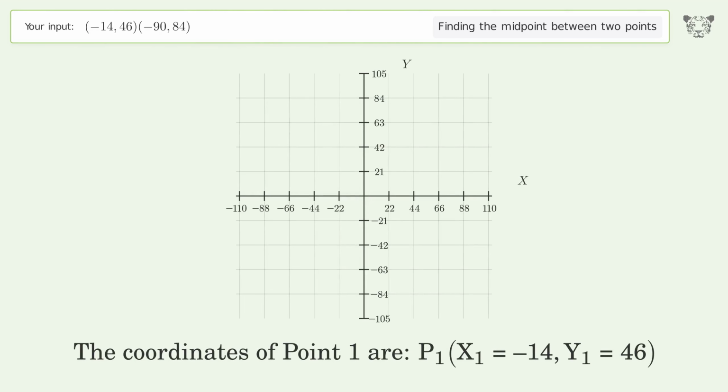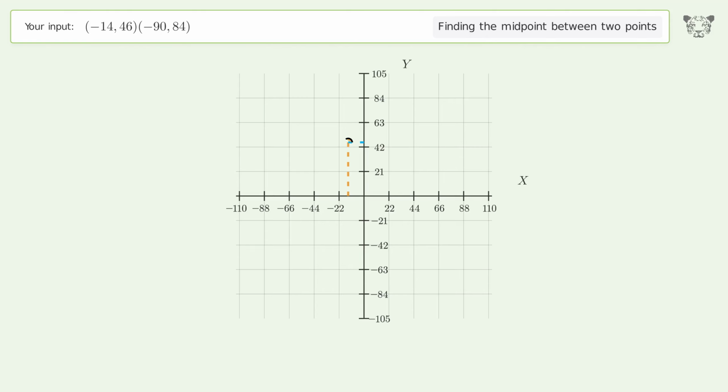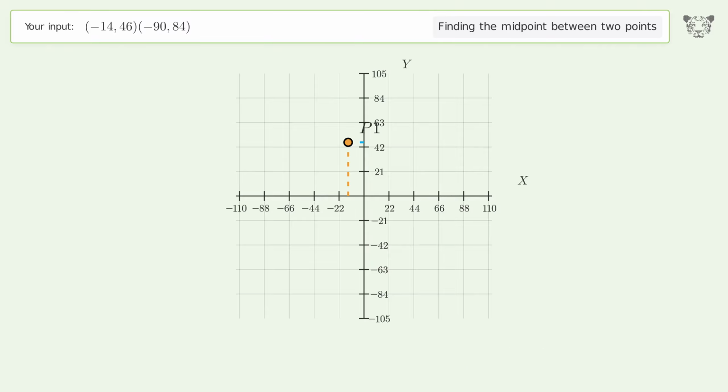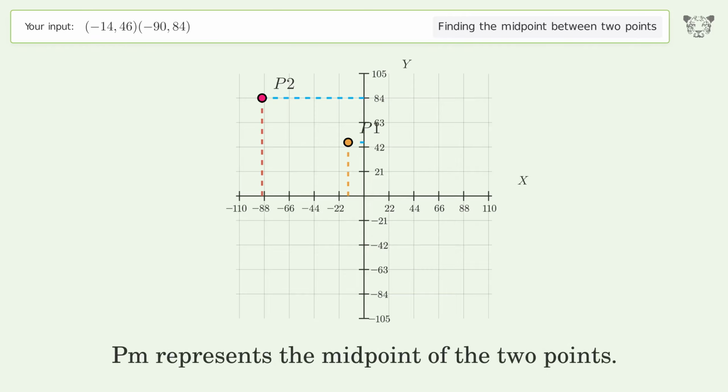The coordinates of point 1 are, x1 equals negative 14, y1 equals 46. The coordinates of point 2 are, x2 equals negative 90, y2 equals 84. PM represents the midpoint of the 2 points.